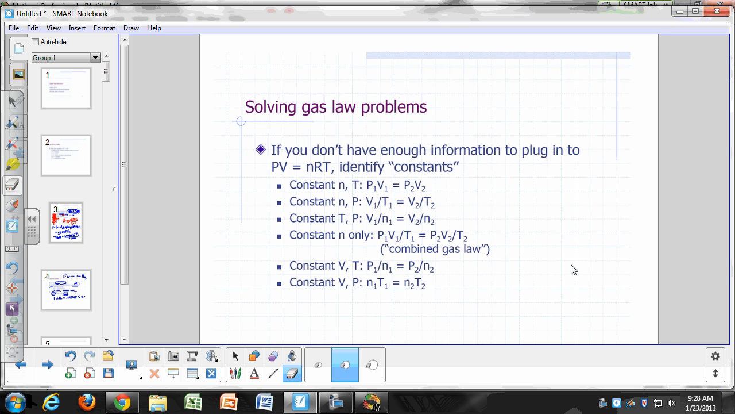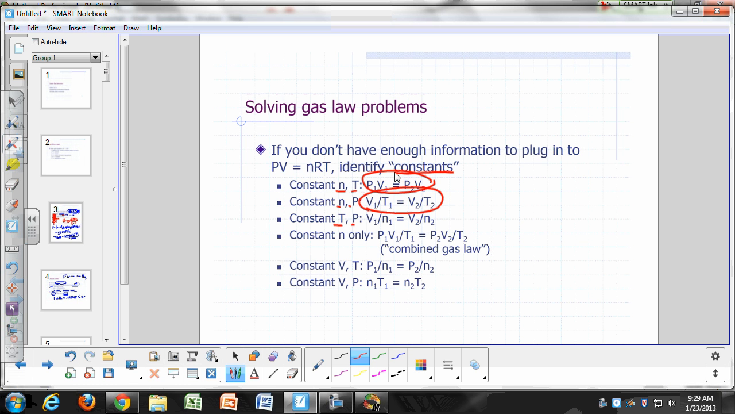So you have to be able to identify what the constants are, either explicitly identified in the problem or implied in the problem. So you have constant moles and temperature, Boyle's law, P1 V1 equals P2 V2. Constant moles and pressure, an isobar, you have V1 over T1 equals V2 over T2. Which law is that? Charles's law.